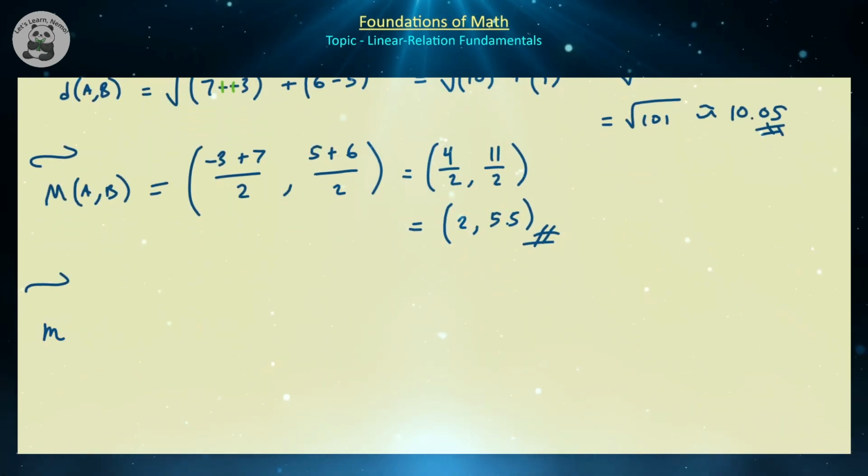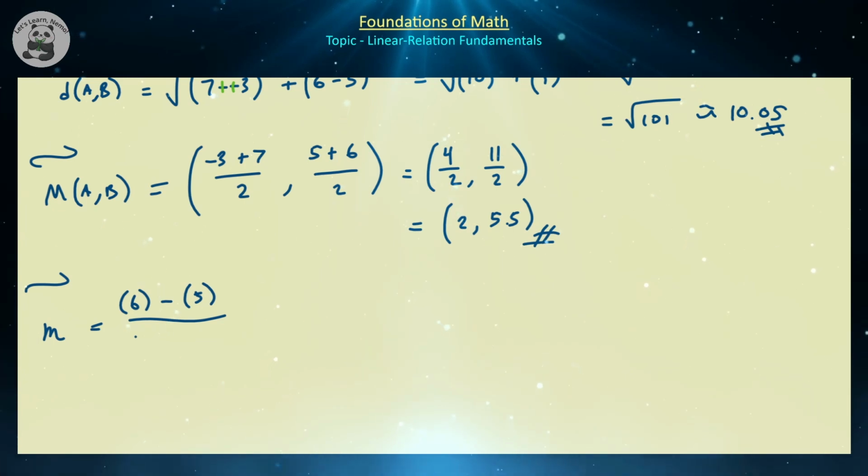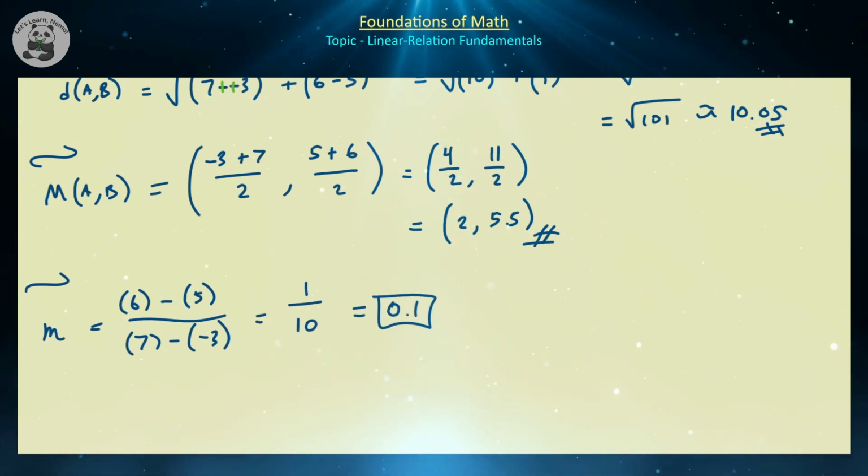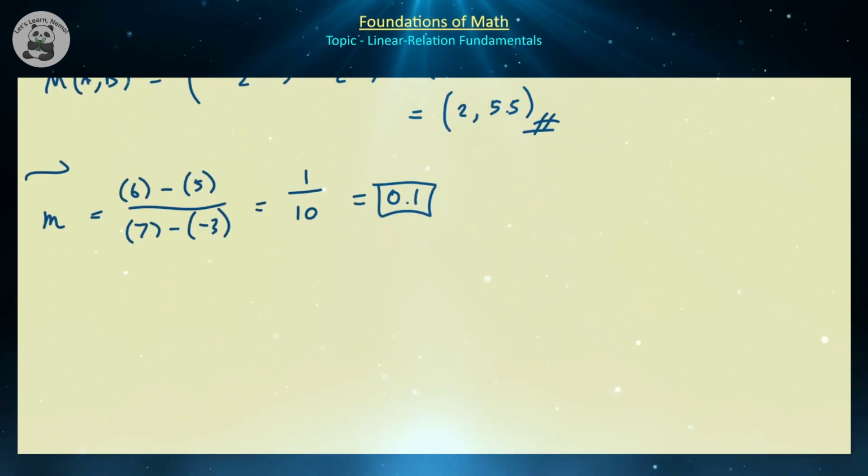And now let's do the slope between these 2 points, and you could write m or MAB, it doesn't really matter. So that's going to be equal to y2 minus y1 all over x2 minus x1. So the change in y divided by the change in x. So that's going to be equal to 1 over 10, or as a decimal, 0.1. So how do you interpret this slope? Is this line increasing, decreasing, or is it constant?